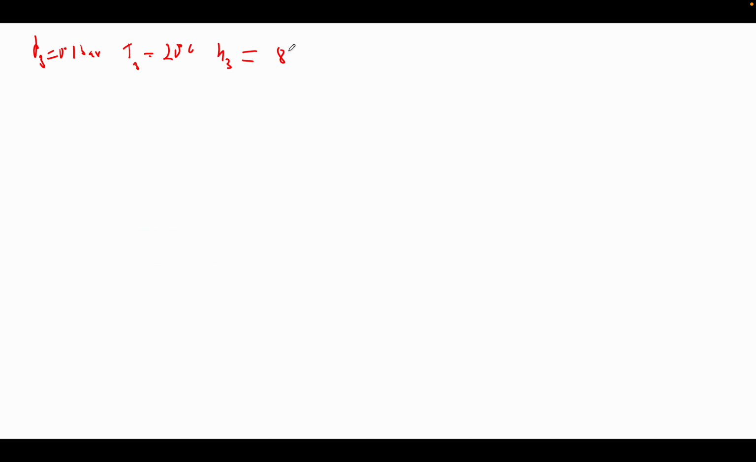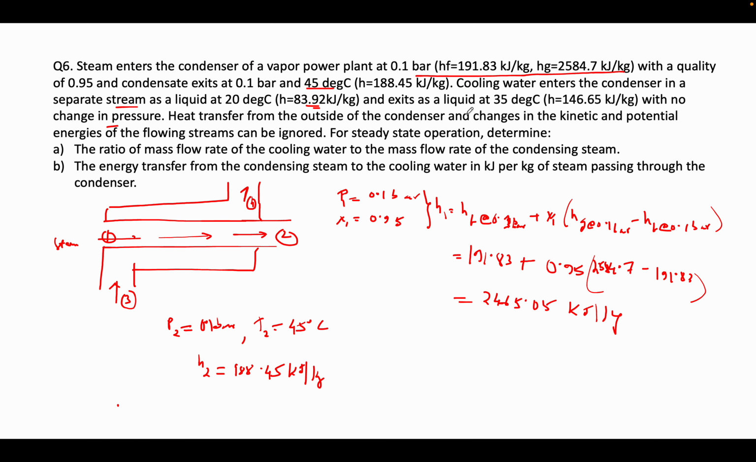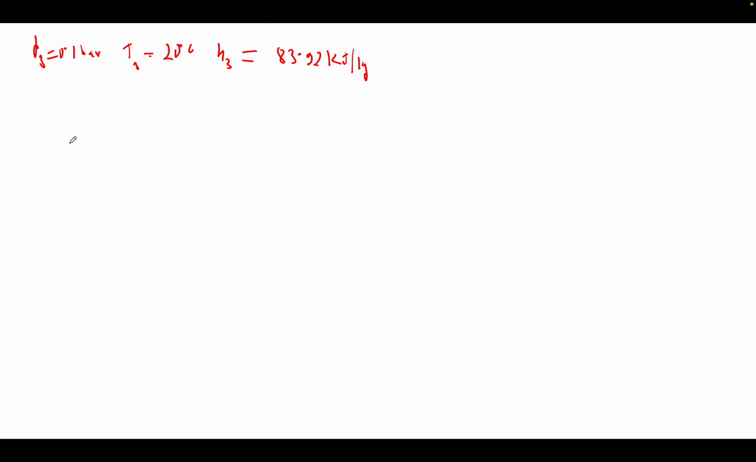Okay, 83.92 kilojoule per kg. And next what it is telling is that it exits as a liquid, again liquid, at 35 degrees Celsius. So P4 is again 0.1 bar and T4 is 35 degrees Celsius, and H4 at 35 degrees Celsius is 146.65 kilojoule per kg.